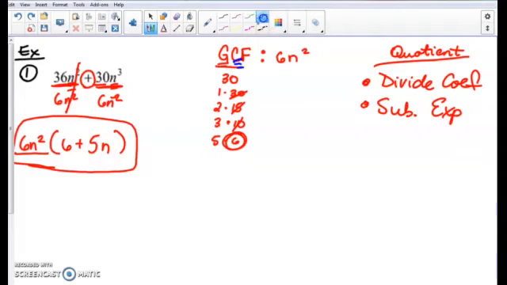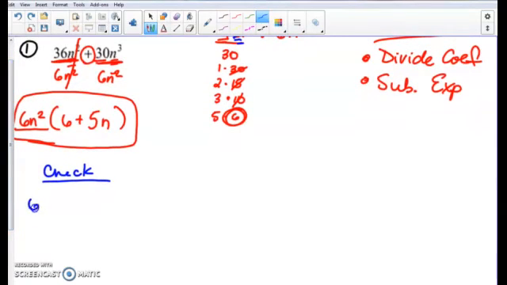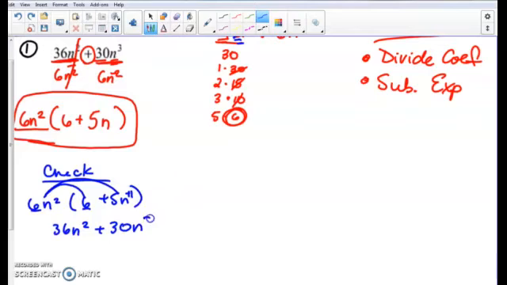Now, let's say you're not for certain if you did it correctly and you just want to check yourself. So do a check. We're just going to take our answer here, 6n squared times 6 plus 5n. And since it's the reverse of the distributive property, to check it, we're just going to distribute. So 6n squared times 6. So 6 times 6 is 36, and n squared stays with it. And now 6 times 5n, so 6 times 5 is a positive 30. n squared and n to the first, add those together, we get n cubed.